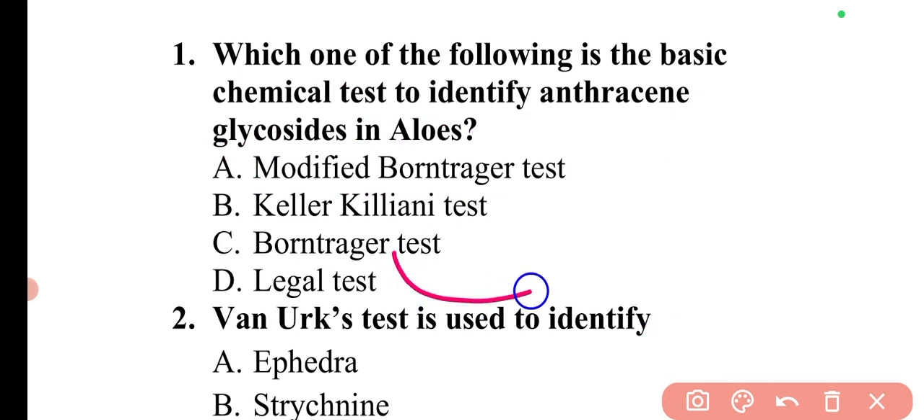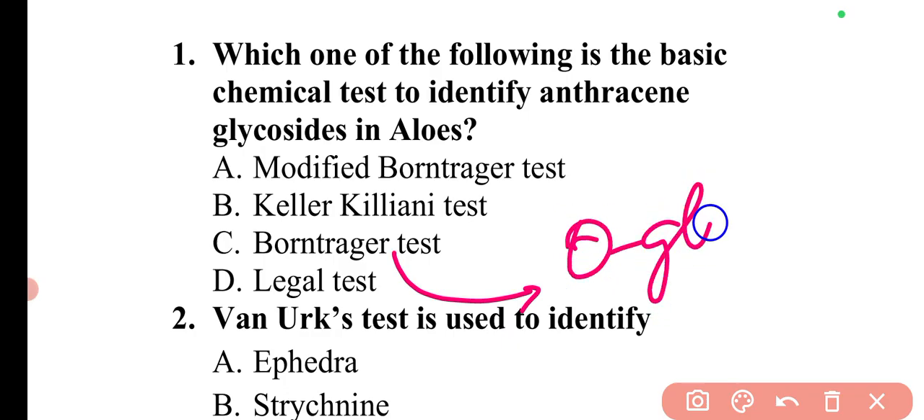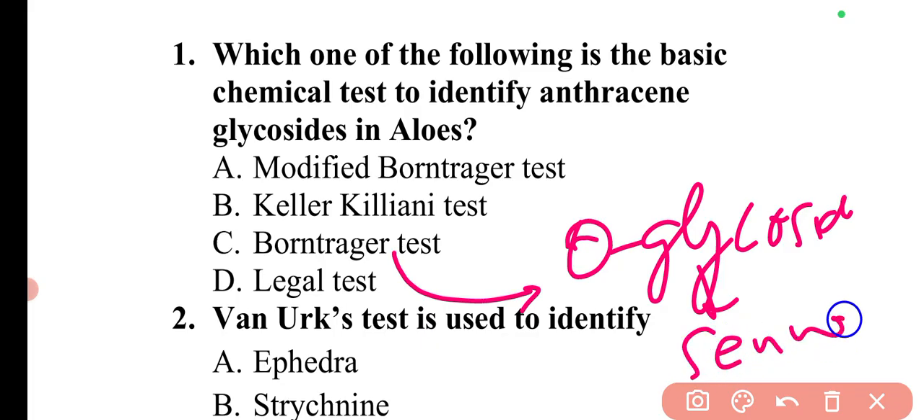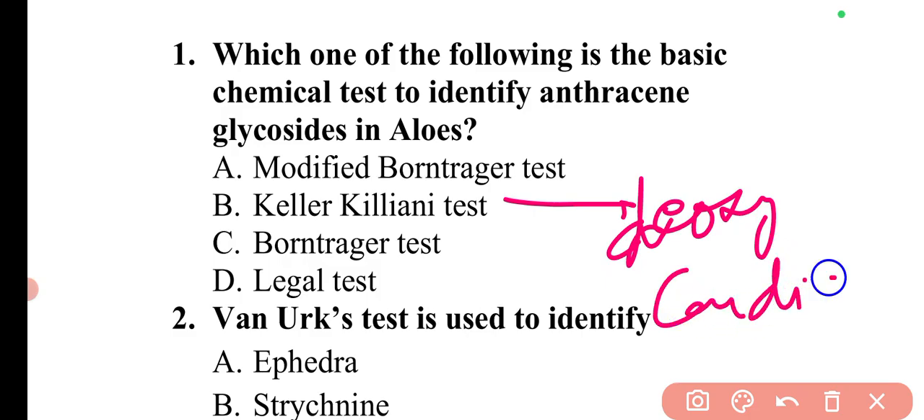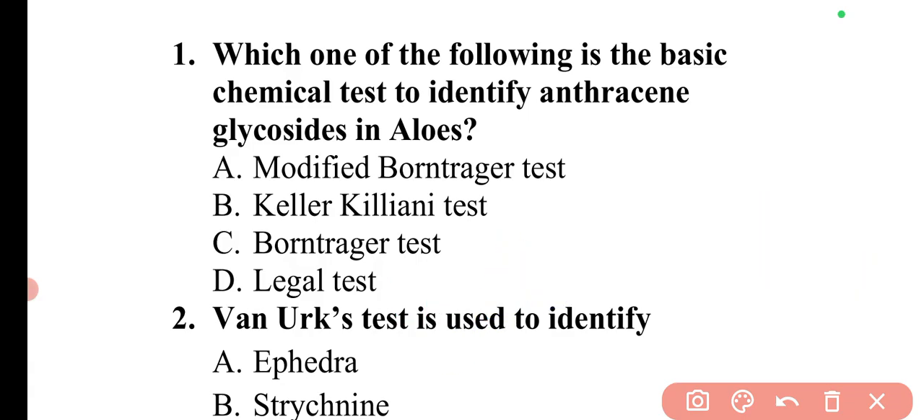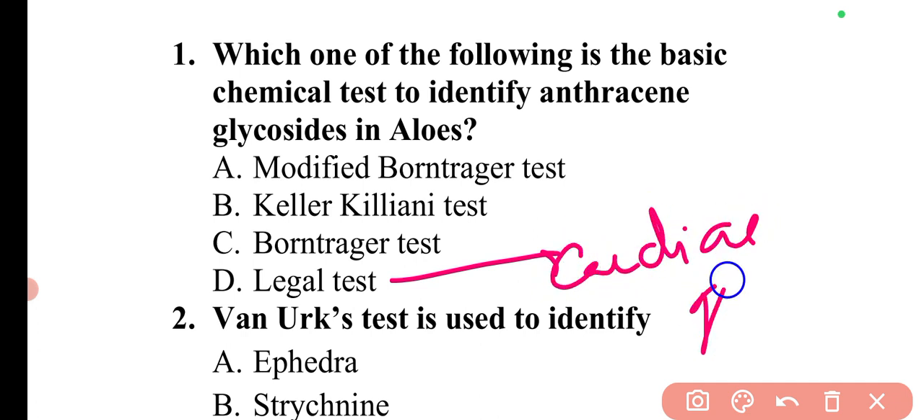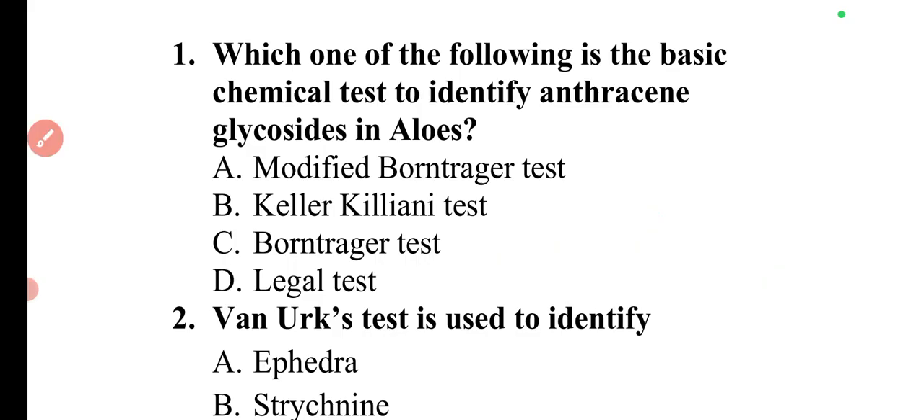If I talk about the Borntrager test, it is used for O glycosides, in which the example can be senna. Then the Keller-Kiliani test is used for deoxy sugars, or it is a test for cardiac glycosides, for example digitalis. Then there is the Legal test, which is also for cardiac glycosides. Then moving to the next question.